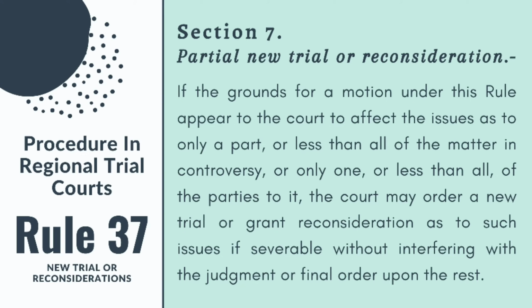Section 7. Partial new trial or reconsideration. If the grounds for a motion under this rule appear to the court to affect the issues as to only a part, or less than all of the matter in controversy, or only one, or less than all, of the parties to it, the court may order a new trial, or grant reconsideration as to such issues if severable, without interfering with the judgment or final order upon the rest.